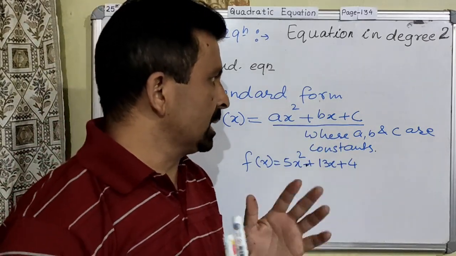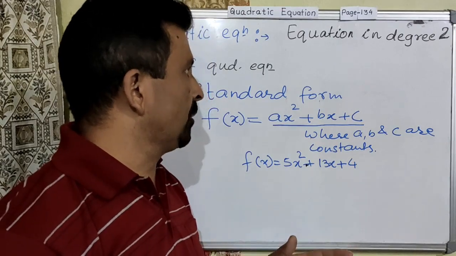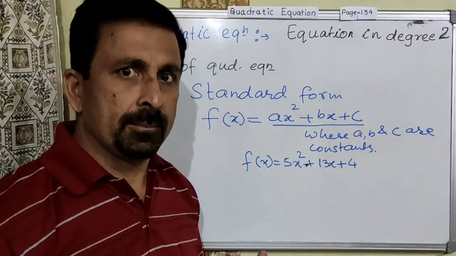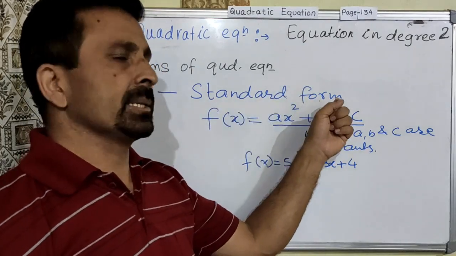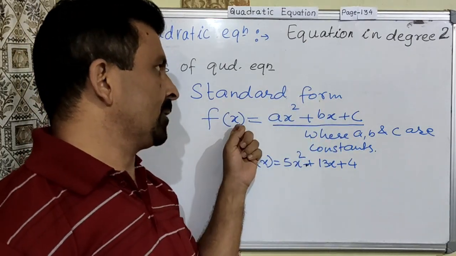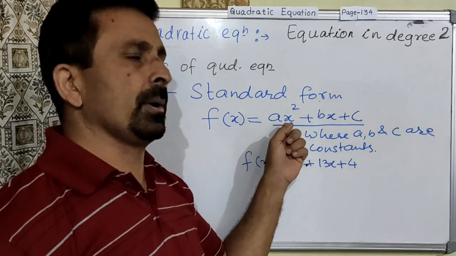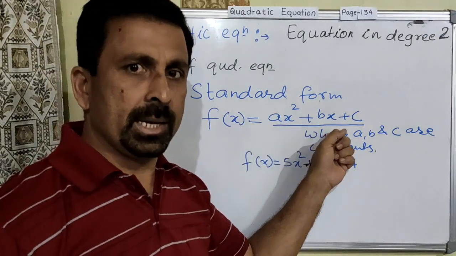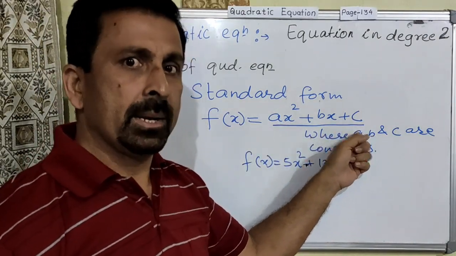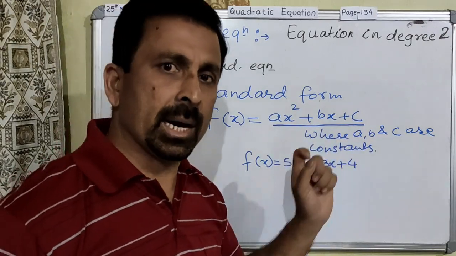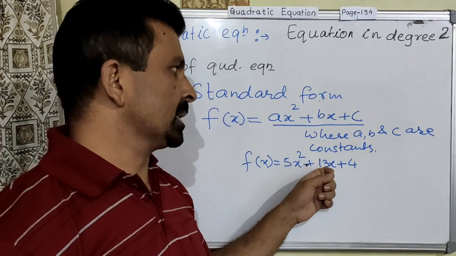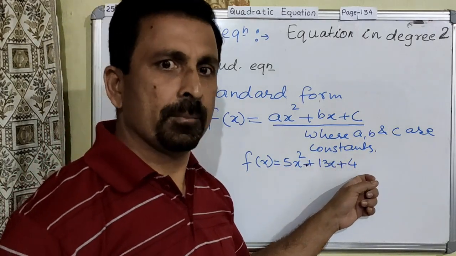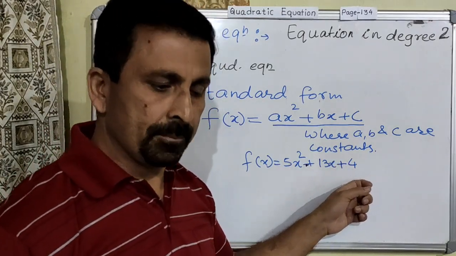Just now we will only try to understand the structure of three different forms of quadratic equation. So the first form, we name it as a standard form, and it is in the form of ax square plus bx plus c, where a, b and c are constants. An example is 5x square plus 13x plus 4. Hope this is very clear.